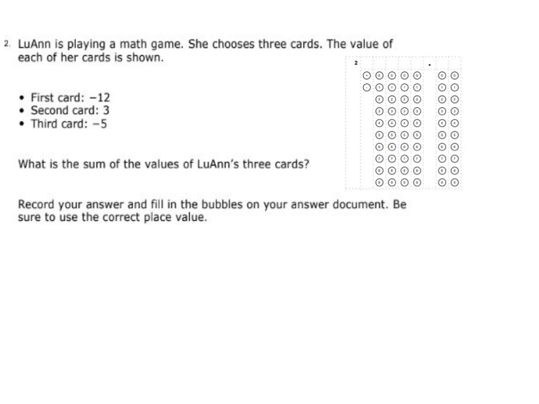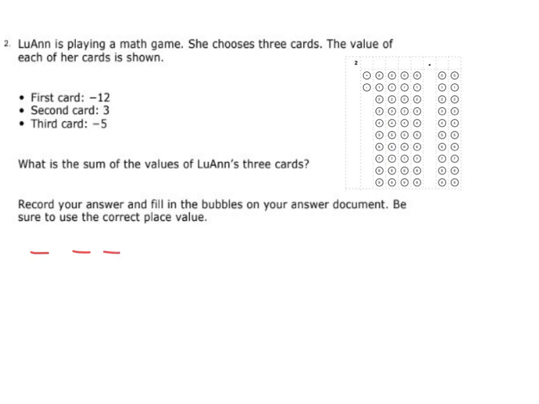Number 2, Luann is playing a math game. She chooses 3 cards. The value of each of her cards is shown. First card is -12, second card is 3, and third card is -5. What is the sum of the values of Luann's 3 cards? So again, you're going to go ahead and draw a picture. So first card has -12.